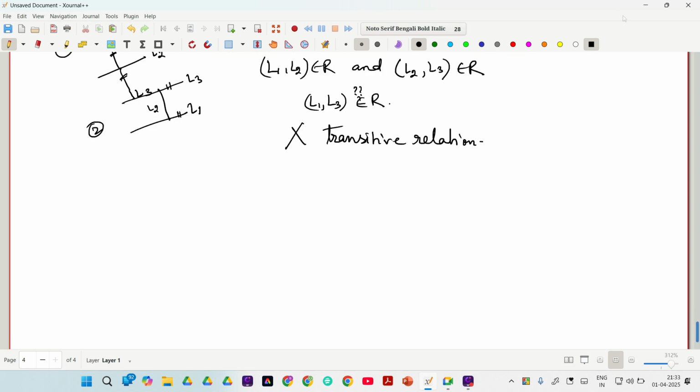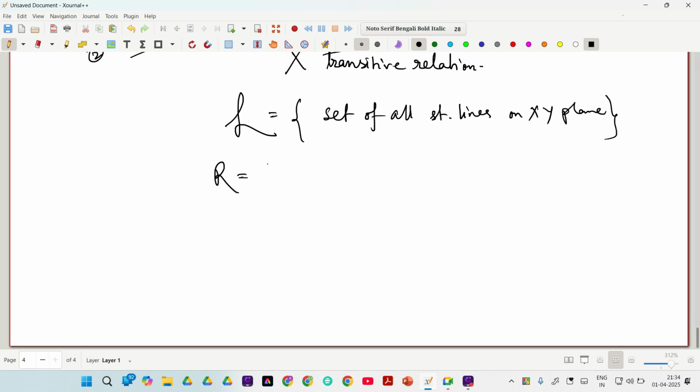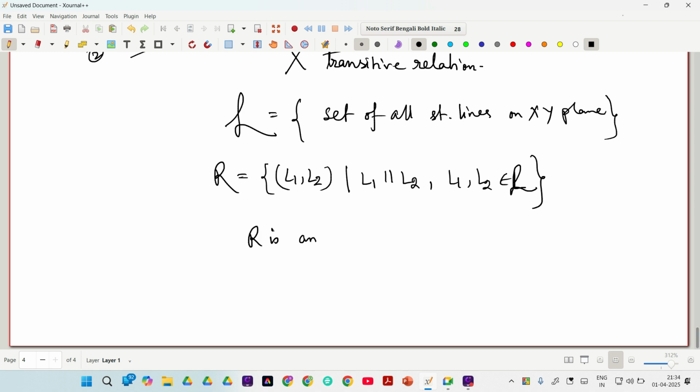But if we take L to be the set of all straight lines on the xy plane and define R such that (L1, L2) is in R when L1 is parallel to L2, with L1, L2 belonging to L, then R is a reflexive, symmetric, and also transitive relation.